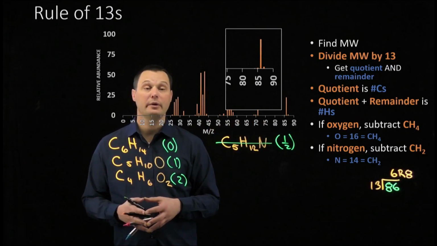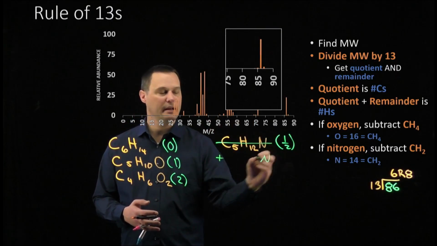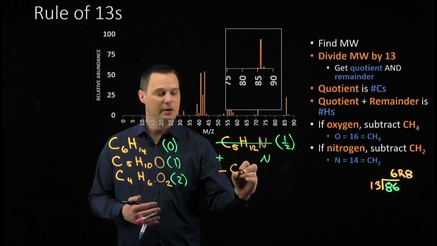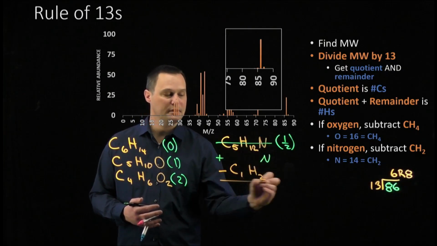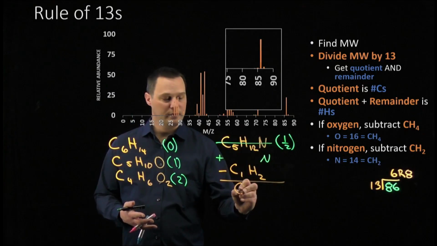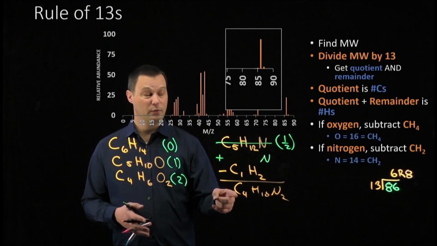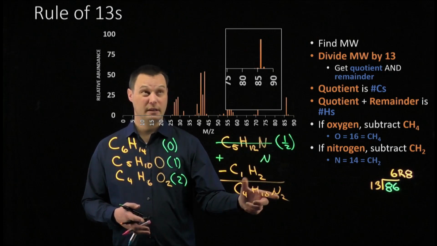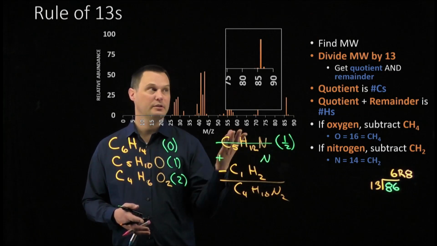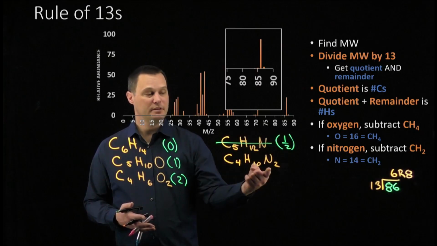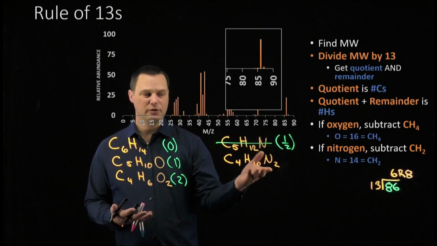But we could consider 2 nitrogens. If I want to add in a second nitrogen in the molecule, I need to subtract out an equivalent CH2 group to get 14 mass units. That gives me a new formula of C4H10N2. 4 times 12 is 48, 2 nitrogens is 28, that gives me 76 AMUs, plus another 10 gets me to 86. So we can consider C4H10N2, and that should make a little bit of sense.